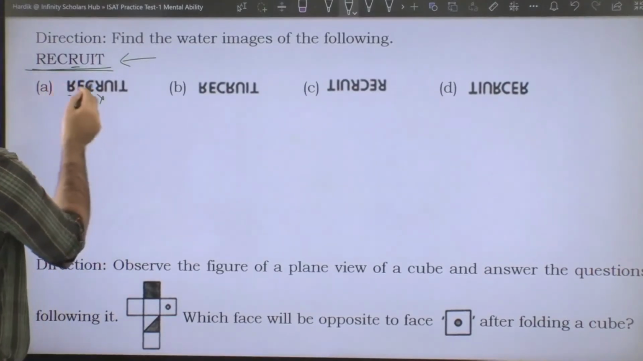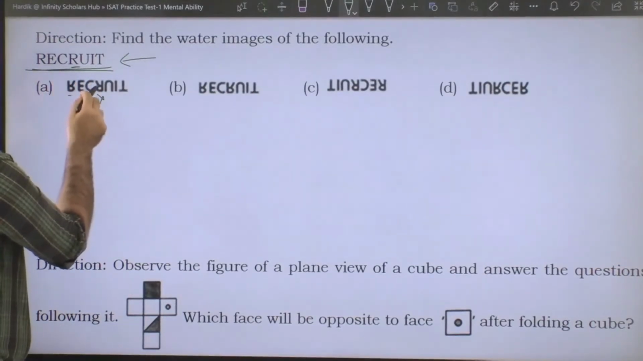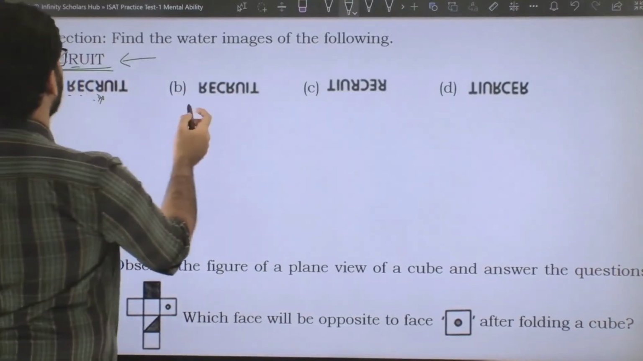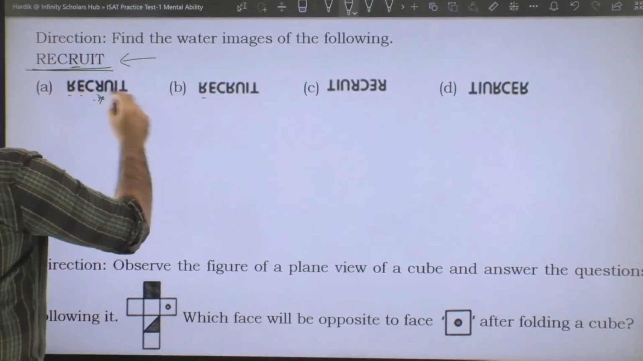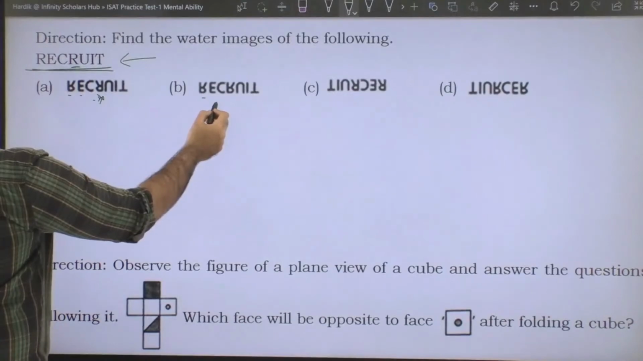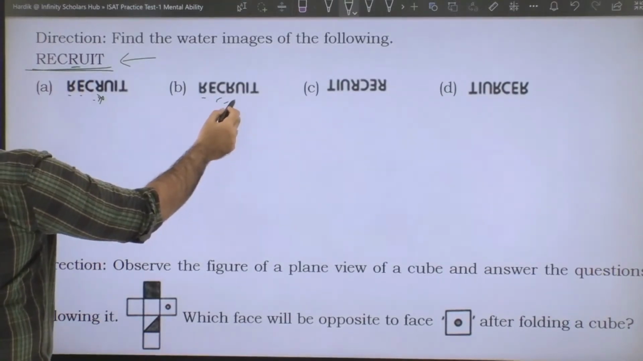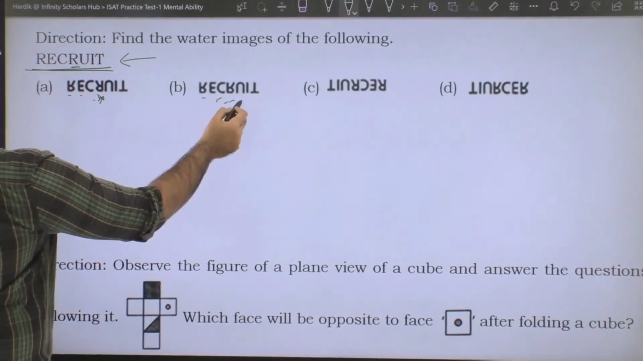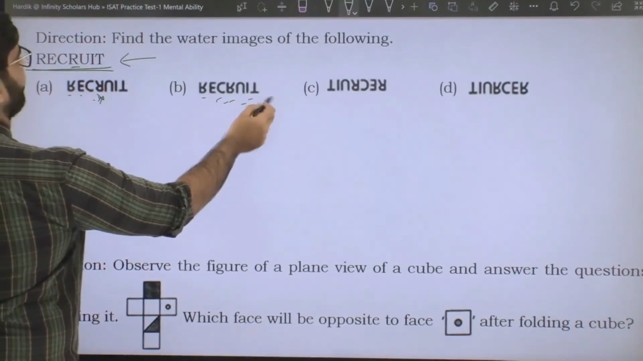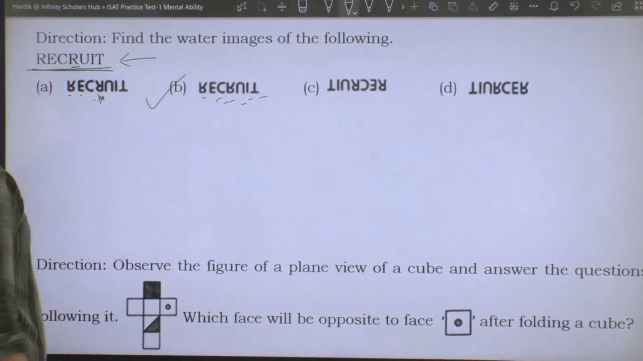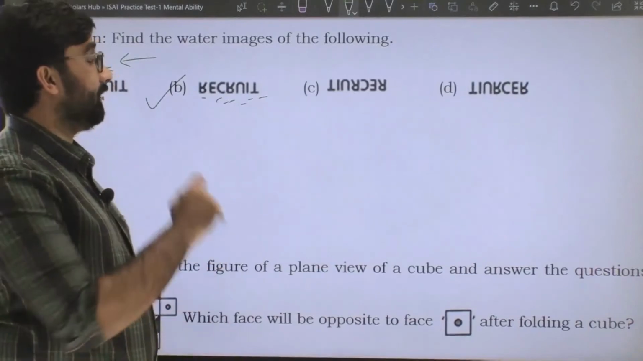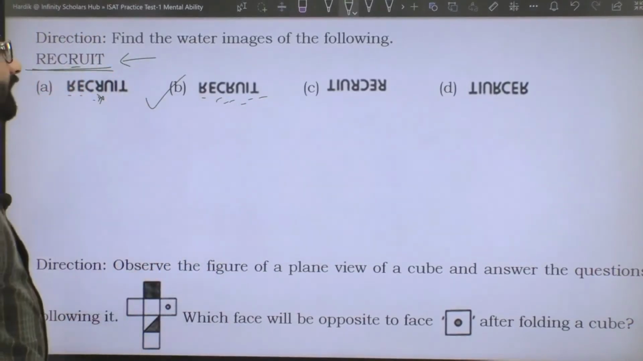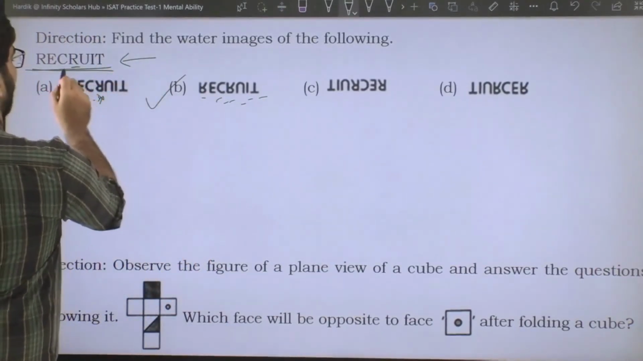The image of this R in water won't be like this, so this is wrong. Let's check this one. R is correct, the image will be like this. E is, yes, also correct, C is also correct, R again correct, U is correct, I is correct, and T is correct. So option B is the correct answer. No need to check the other options. And if you check also, they have asked you the water image, right?